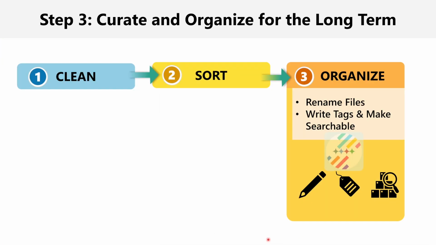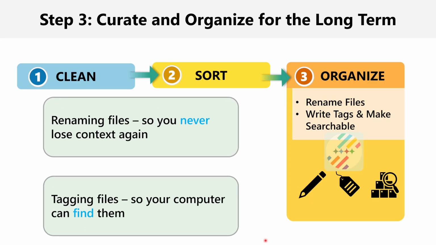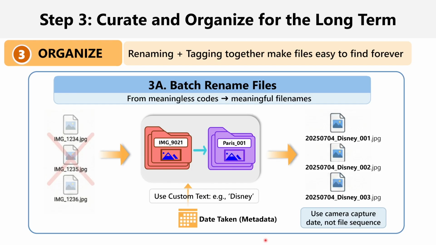Step 3. Curate and organize for the long term. At this point, your library is clean and well-structured. The final step is curation and organization. This is where we make files easy to recognize, share, and search. By default, iPhone file names like IMG1234 don't mean anything to humans.